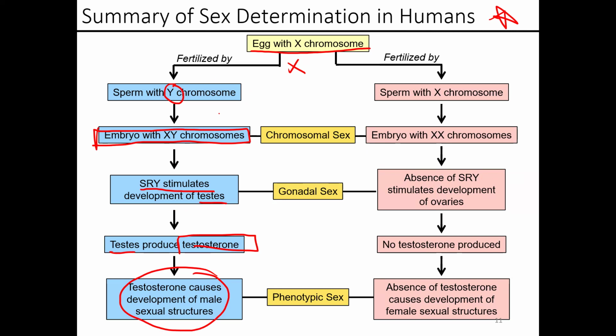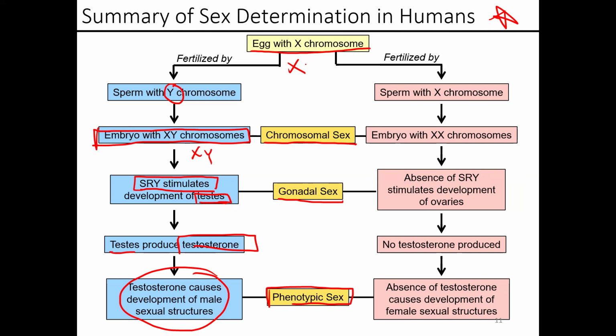Okay, so again, this helps break it down. You can see this is our chromosomal sex. In this case, we have our XY. We can see we have our gonadal sex, which is going to be the testes due to the SRY stimulation. And then our phenotypic sex, what we can see in this case, male sexual structures. In this case, it would be the penis and the testicles.